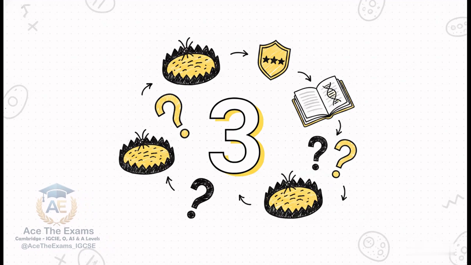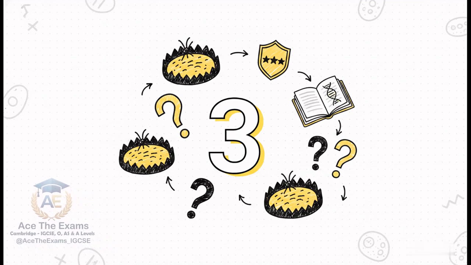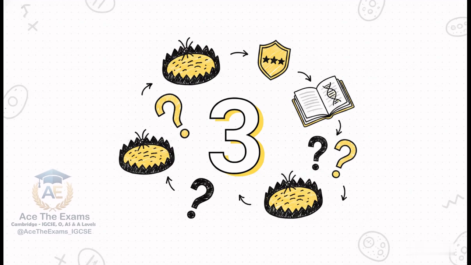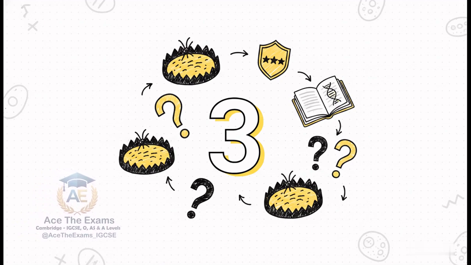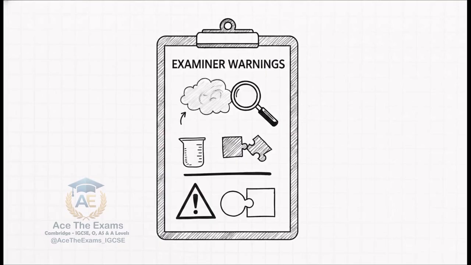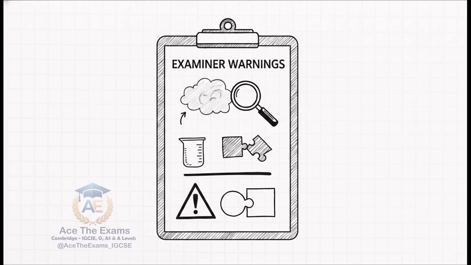We dug deep into the Cambridge Principal Examiner report specifically for topic 4.1, and we found the top 3 shocking mistakes that are just dragging down candidate grades, series after series. If you can avoid these 3 pitfalls, you will instantly separate yourself from the average candidate. All right, here are the examiner warnings in black and white.